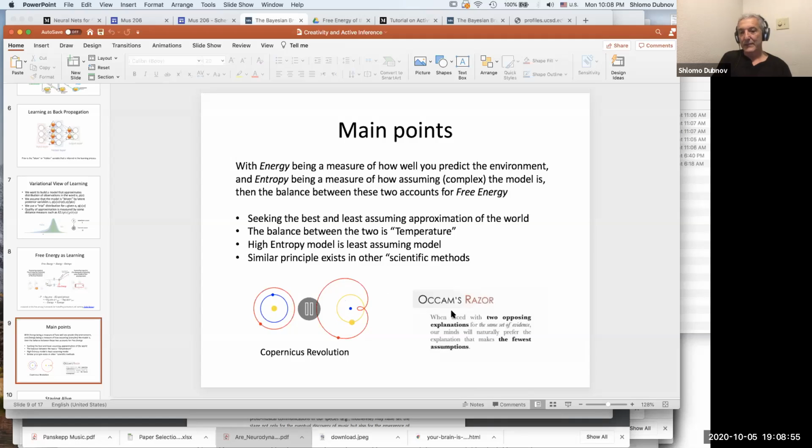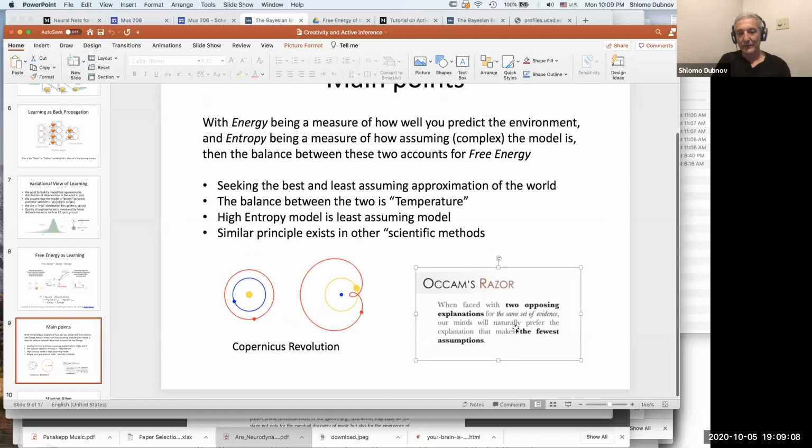two different explanations, and in our case it's two different models of the same phenomena, I don't know if you can see, this is slightly small, maybe I'll zoom in. I don't want to go into presentation mode. When faced with two opposing explanations for the same set of evidence, our minds will naturally prefer the explanation that makes the fewest assumptions. So the idea of entropy in this case is a measure of the least assuming model.